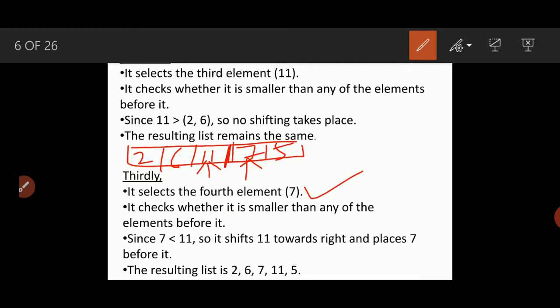First we compare with 11, and 7 is less than 11, so shift 11 towards the right and place 7 before it. And after that, we check 7 against 2 and 6 one by one, but 7 is greater than both elements, so no more shifting takes place, and the resulting array is this one.